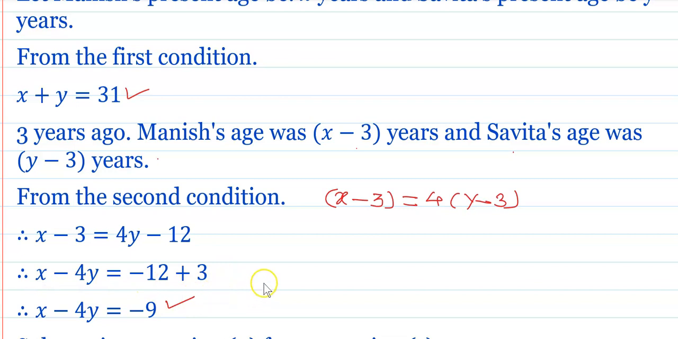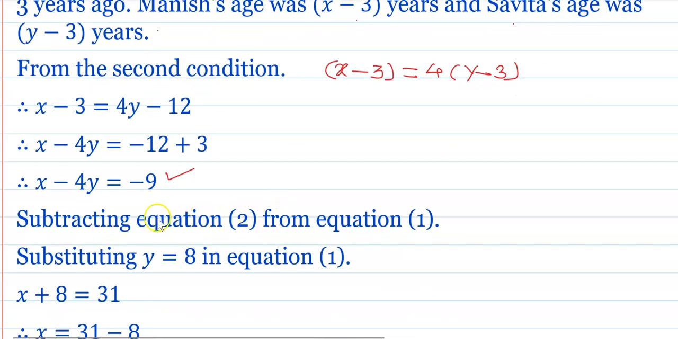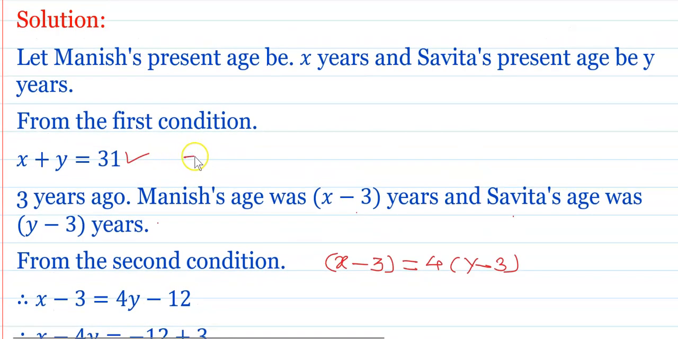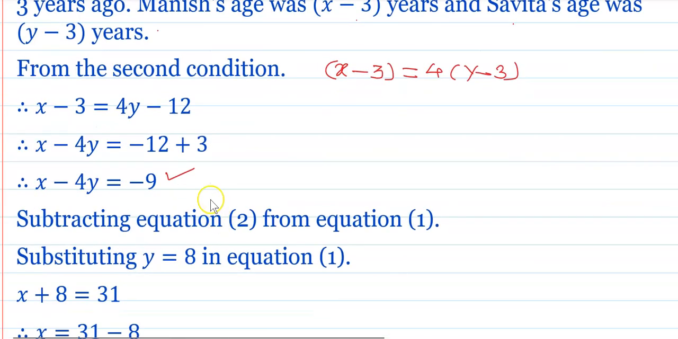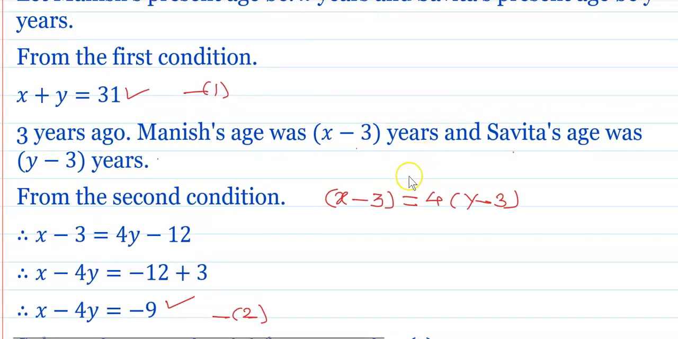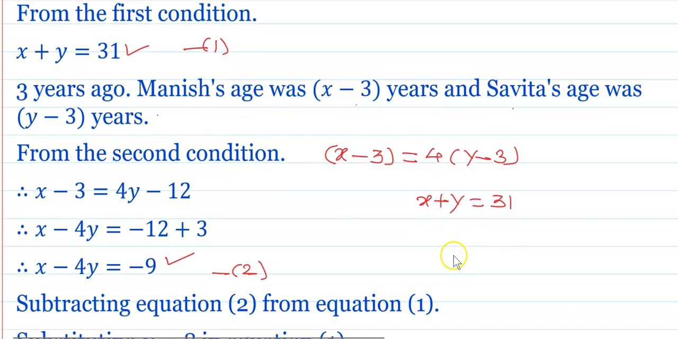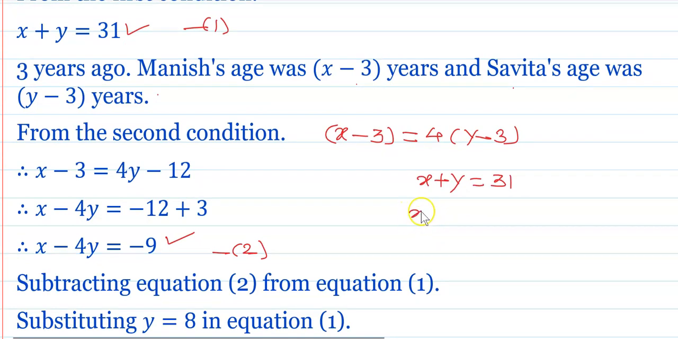x minus 4y is equals to minus 9. Subtracting equation 2 from equation 1. This is equation number 1, and this is equation number 2. Subtracting 2 from 1, we write here x plus y is equals to 31, and this is the second equation, x minus 4y is equals to minus 9.